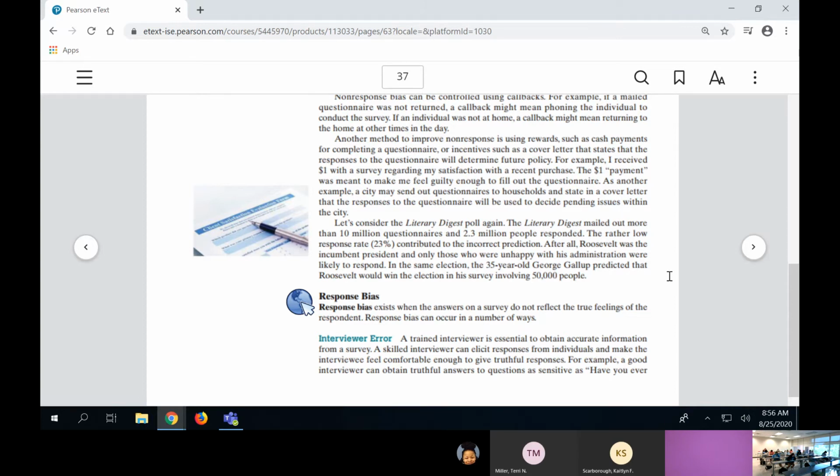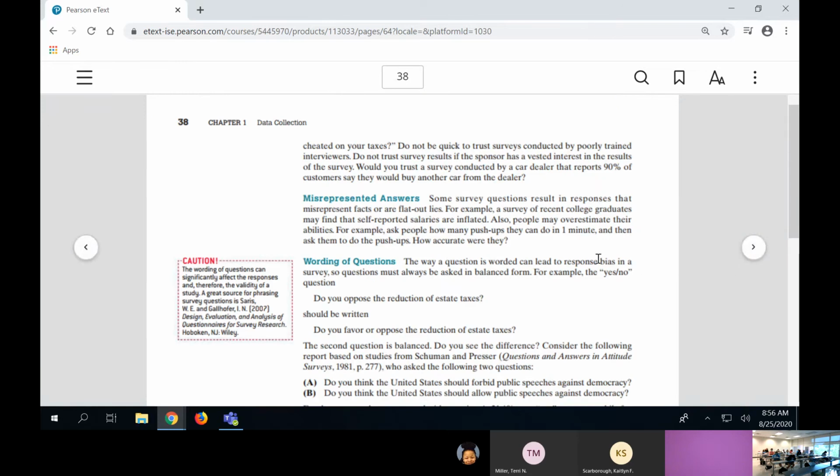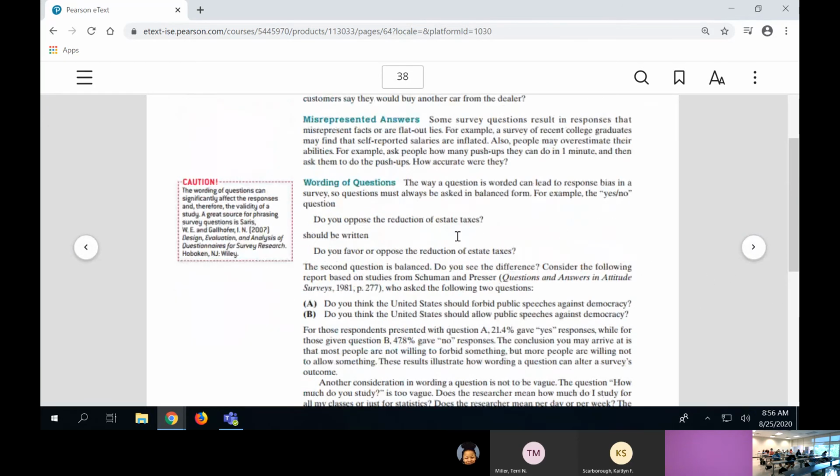So here's an example. Okay, there we go. Do you oppose the reduction of estate taxes, or do you favor or oppose the reduction of estate tax? Which one's better? Second one. The first one, you might as well say, don't you oppose the estate tax? I mean, you might as well just go ahead and answer the question for the person, because that's a leading question. All right? It's kind of like when you walk up to somebody and say, you don't believe in the tooth fairy, do you? Well, that's a leading question. You can't do that when you're dealing with statistics. You have to be right down the middle, even though you don't like it.